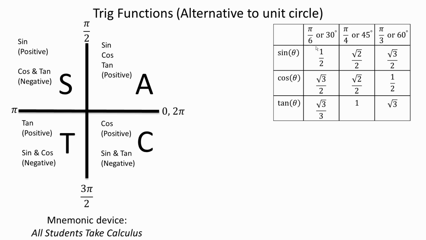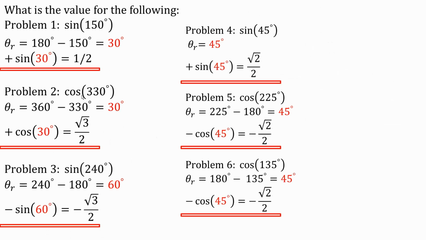So this is also very important for you to memorize. Next, cosine 330. What is our reference angle? We are in the 4th quadrant. So 360 minus 330 is 30 degrees. And in the 4th quadrant, cosine is positive. So we have cosine 30 degrees, which is this value right here.